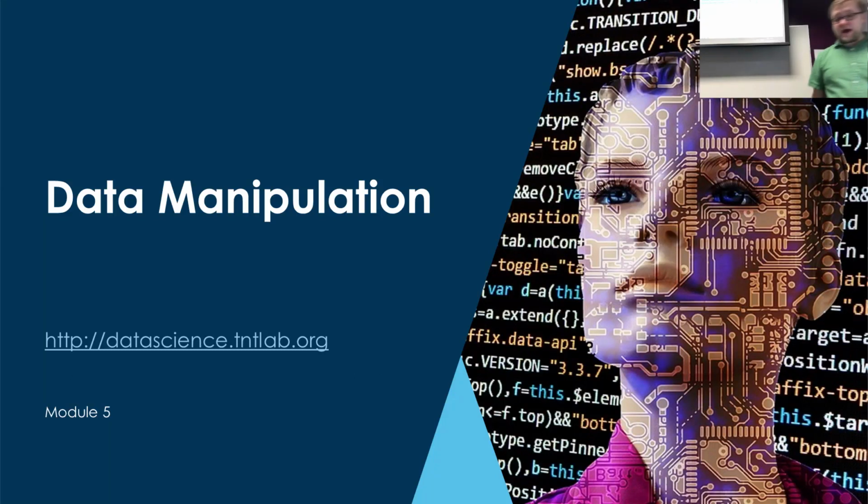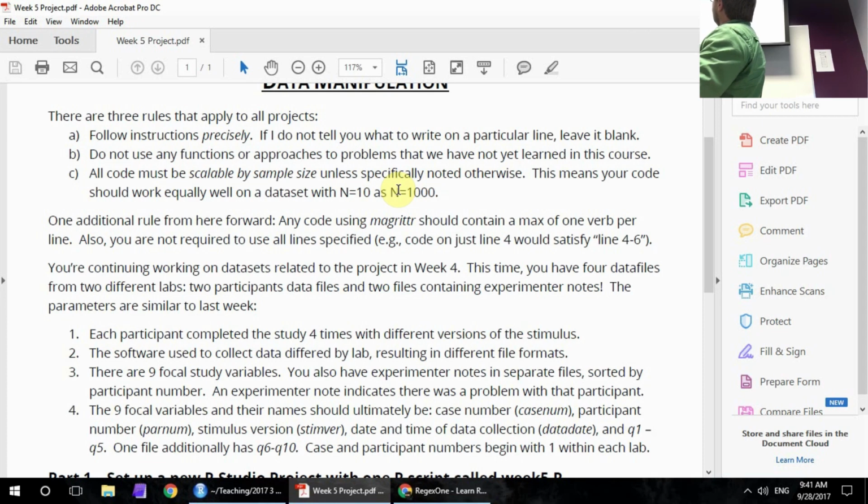There were a couple other requirements in this one that are new. One is that any code using Magrittr should have one verb per line. The reason for that is that Magrittr and tidyverse in general are, again, designed for code readability. And what piping can do is actually replace nested functions the way that we did it in base R.